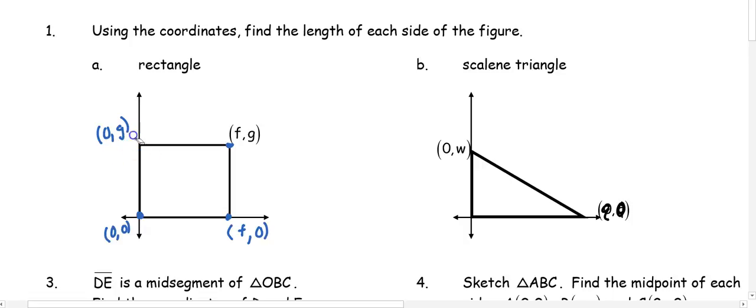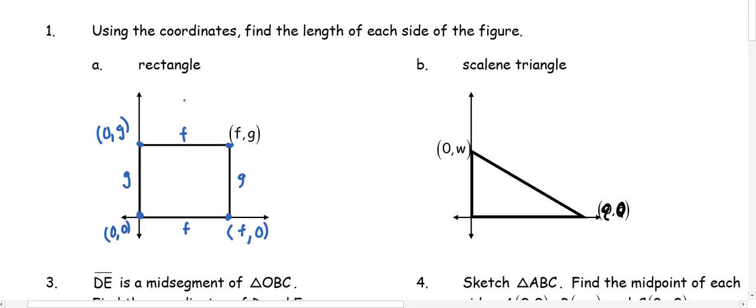So if I want to find the length of each side, I know I went from 0 up to g, so this means it has a length of g for both sides. And if I go along the sides that are horizontal, I went from 0 to f, so each side is f.